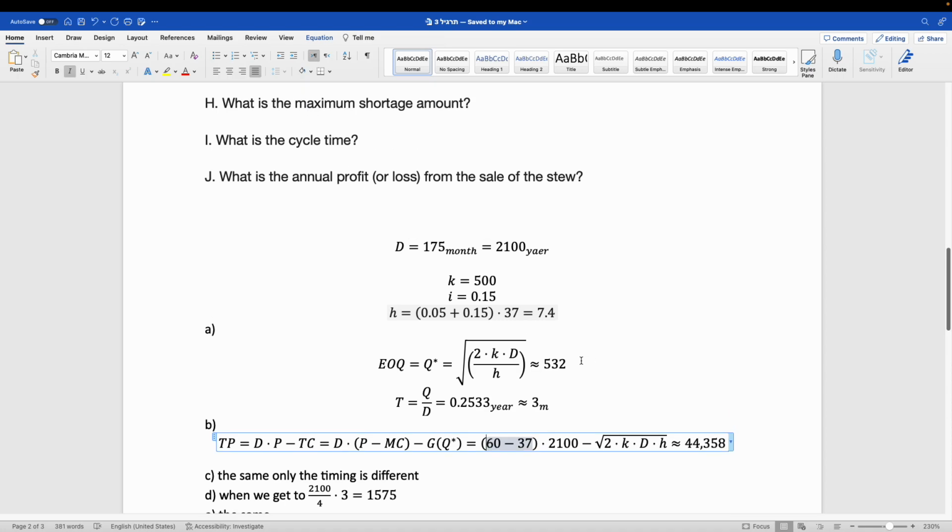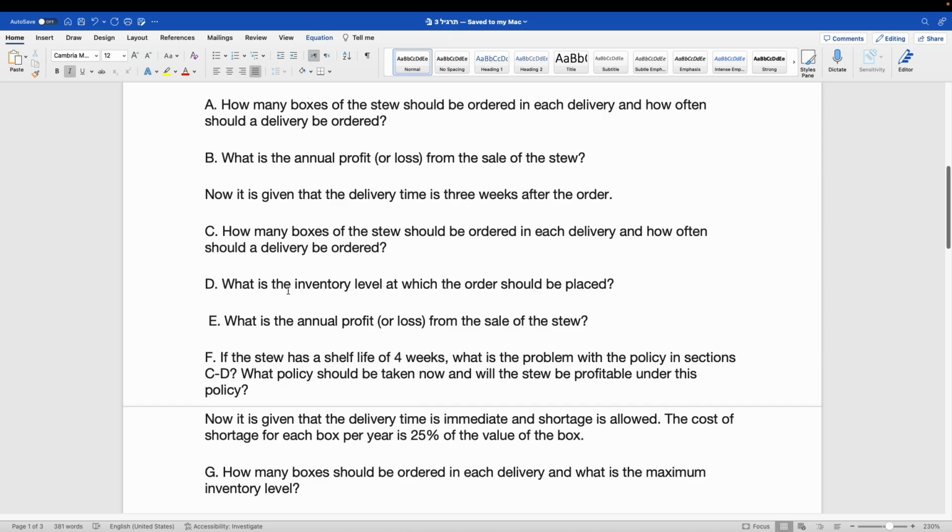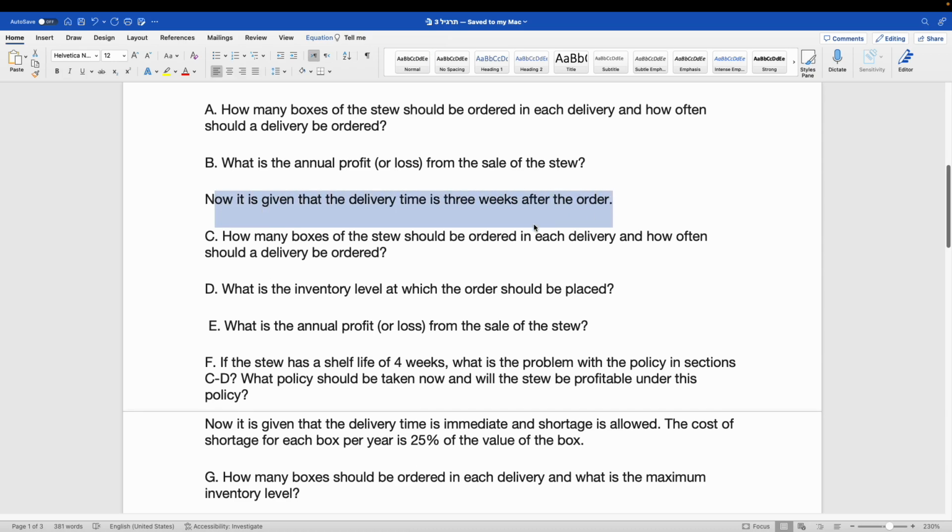44,358. And now we're given more information: the delivery time is 3 weeks. How many boxes of stew should be ordered in each delivery, and how often should a delivery be ordered? It's really easy. We order the same amount, but we order everything 3 weeks before.